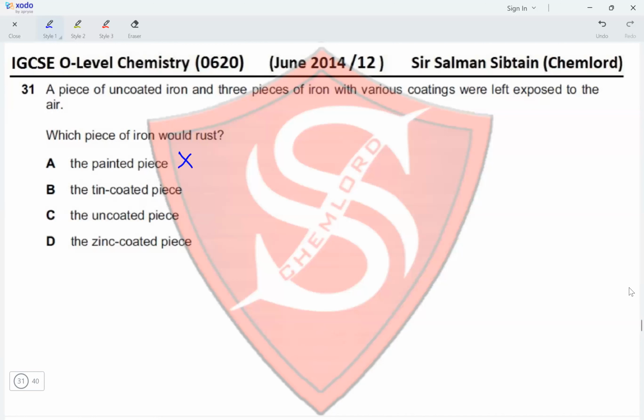not rust. The tin coated piece, the tin would react with oxygen and not iron. The uncoated piece, iron would directly react with oxygen, and the zinc coated piece, zinc would react with oxygen. Therefore, option C is the correct option for this question.